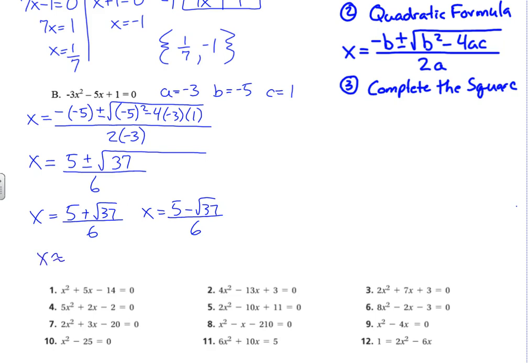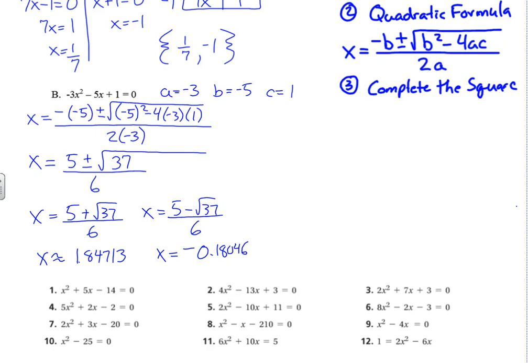Approximately, this as a decimal comes out to be 1.84713, and this one, 5 minus, just putting this in my calculator here, the square root of 37 over 6, is -0.18046. So we've got them, and we can answer those either way. All right, so that's a quick overview.